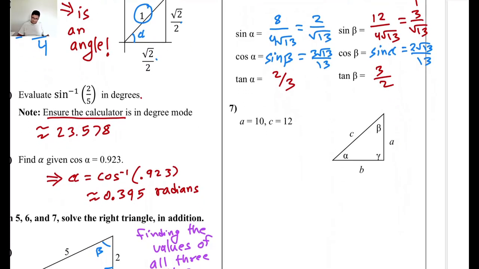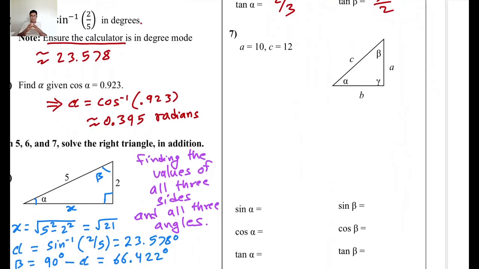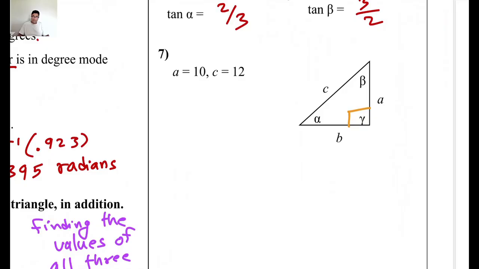Okay, here one last. A is 10, C is 12. Nothing else is given. Okay, from the diagram, it looks like that's the 90 degrees. We have to go with that, otherwise you can't solve. Okay, let's solve the triangle first.